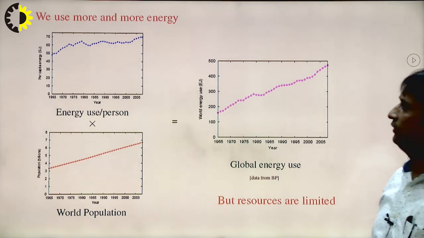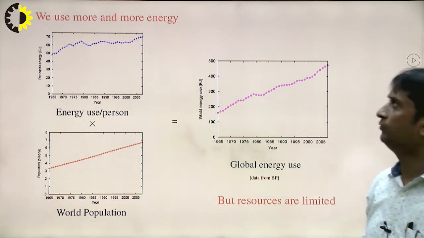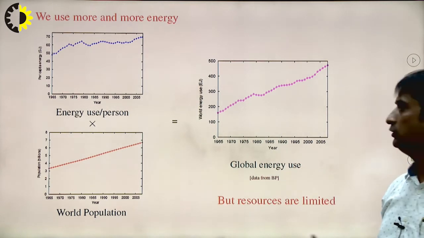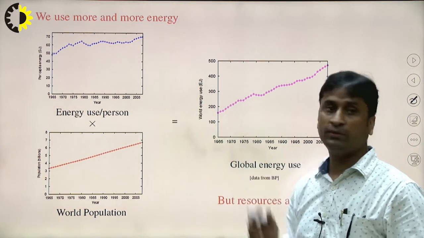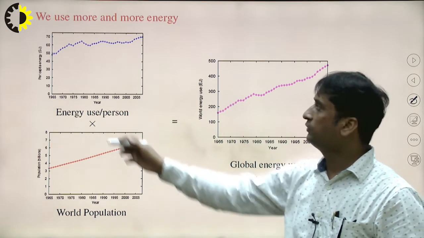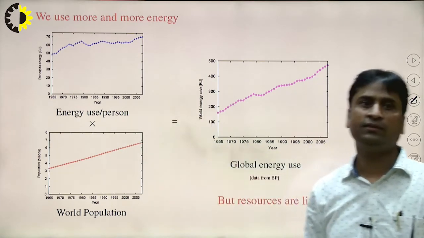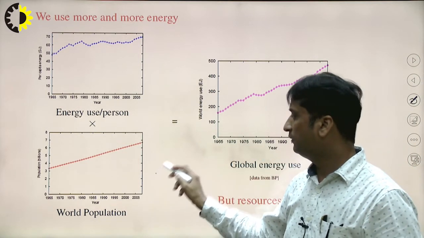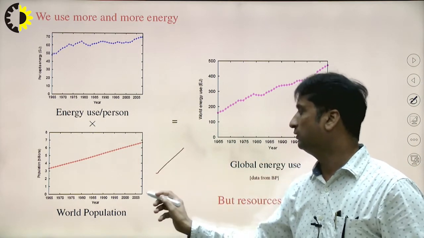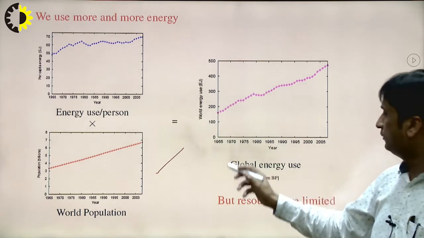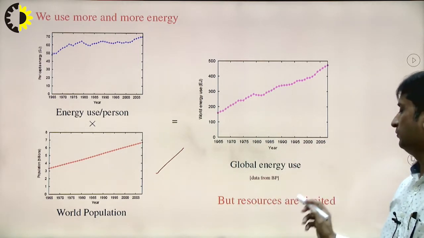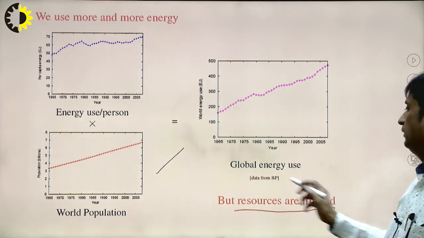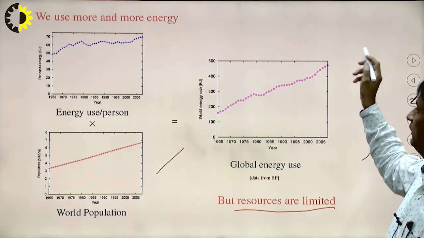Some more facts about how we use more and more energy. You can see from the graph that energy use per person is increasing year by year, and the world population is also increasing, linearly in that ratio actually. So for global energy use, the resources are limited, but we are using this global energy and it is increasing like that.